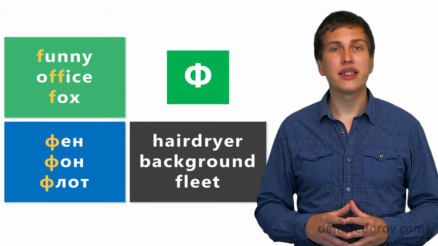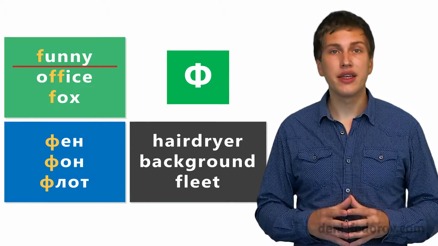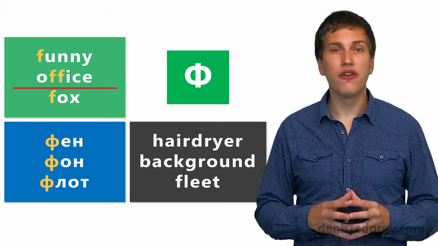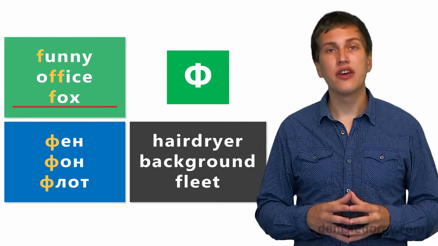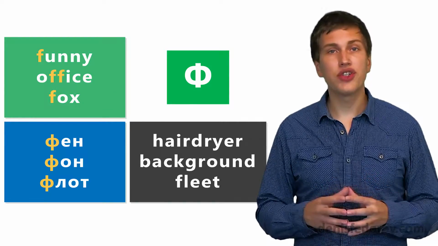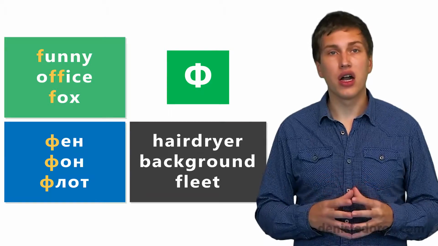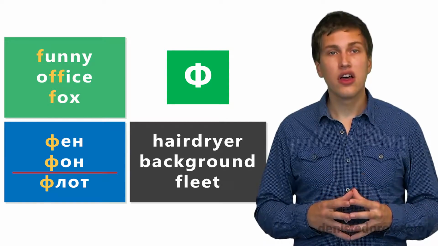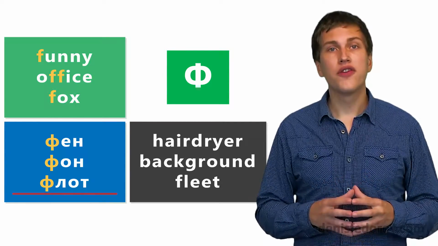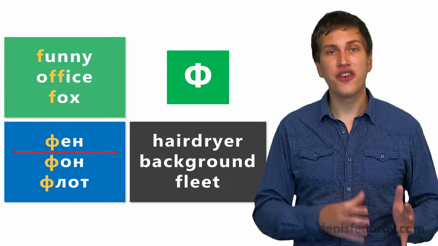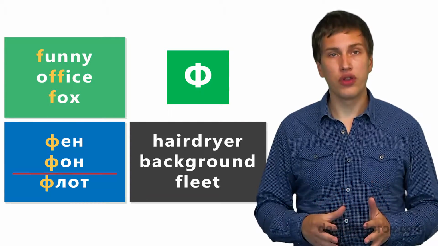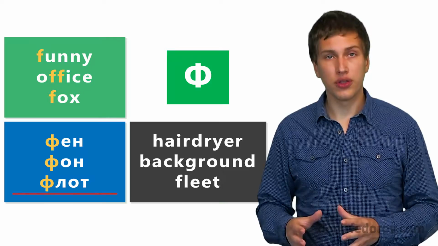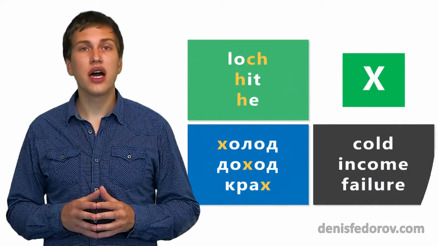It sounds as F in funny, F in office, F in fox. The Russian examples for F are фен, фон, флот. The letter H.